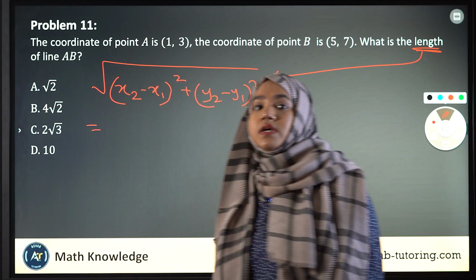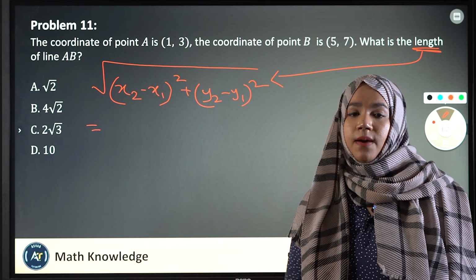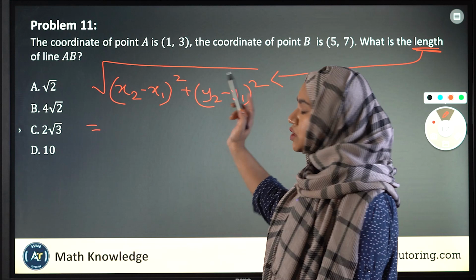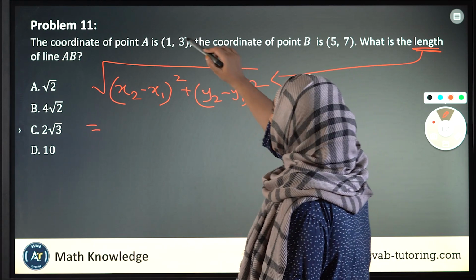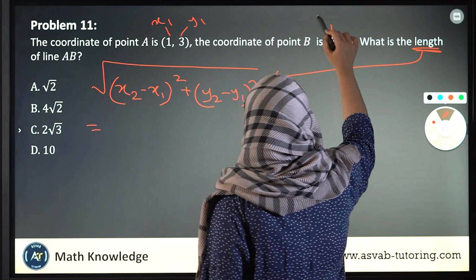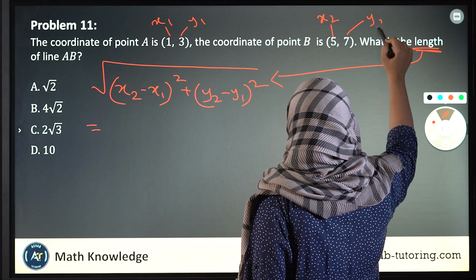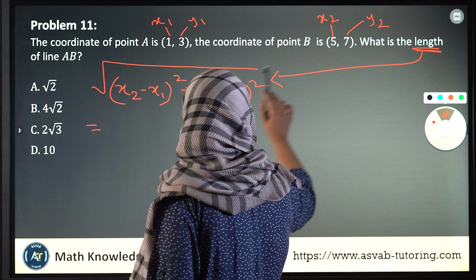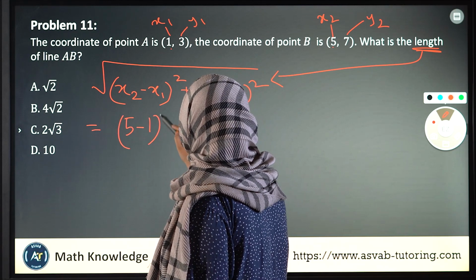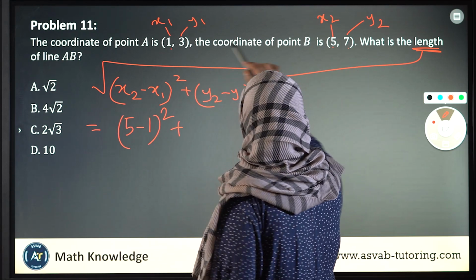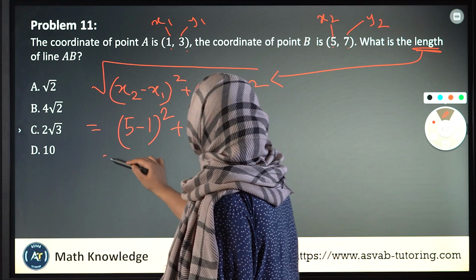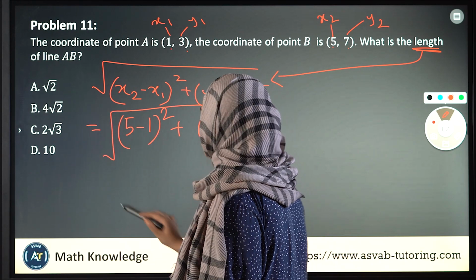Just like I said, if there's any new formula that you've just seen, make sure to note it down in your notebook, all right? So the first thing we do, just like the previous math that we did, is label these as x1, y1, and x2, y2. So x2 minus x1 is going to be what? 5 minus 1, right? So (5 minus 1) whole squared plus (y2 minus y1) 7 minus 3 whole squared. And then you put a square root on top of the whole thing.